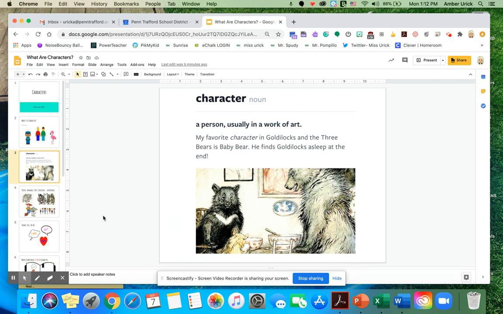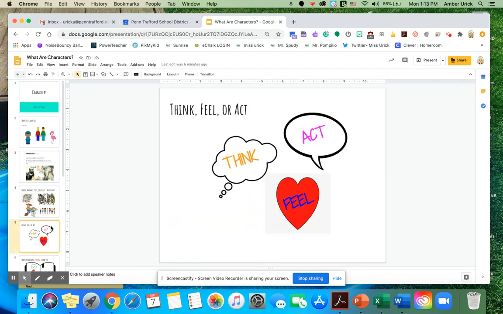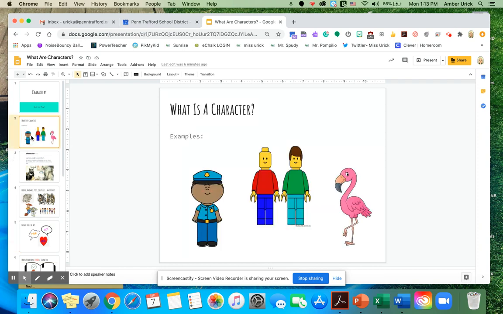Now, that person, remember when I showed you this, needs to be able to think, to feel, and or act. So if I go back up here, can a police officer think, feel, and or act? In real life, they can. Now, this clip art police officer, if I put this clip art police officer and wrote a story about it, could that clip art police officer think, feel, and or act? Absolutely. Could my Lego people in a story think, feel, and or act?